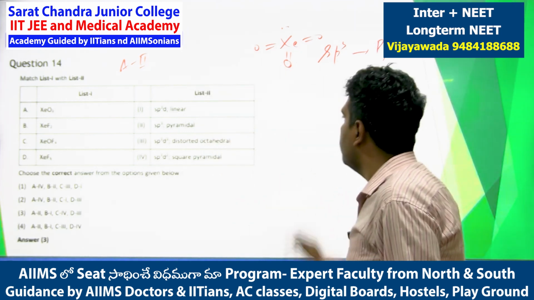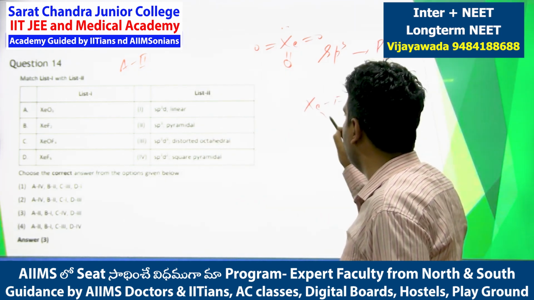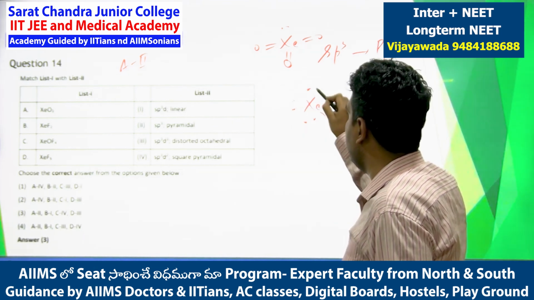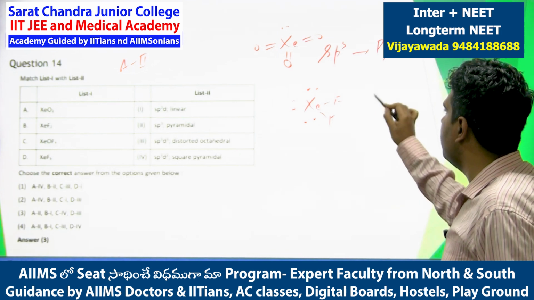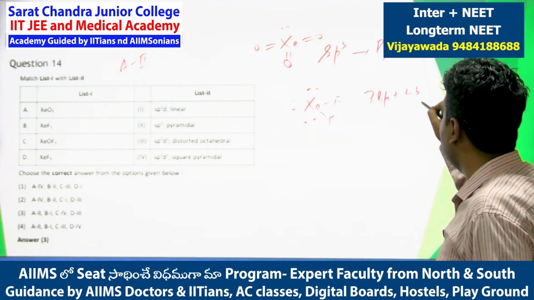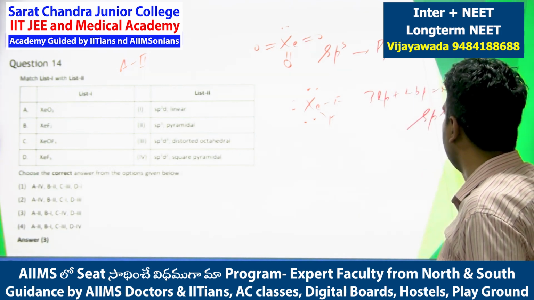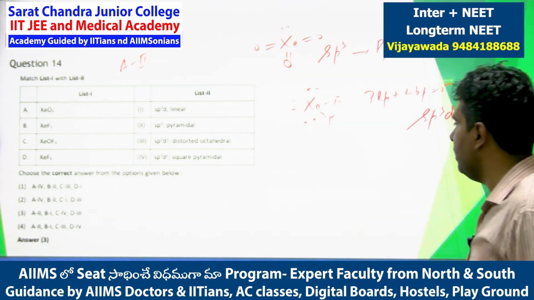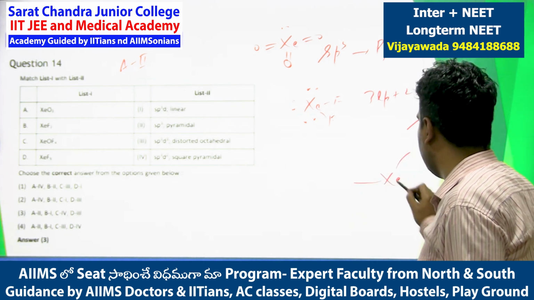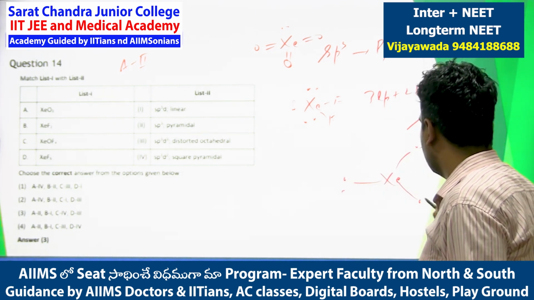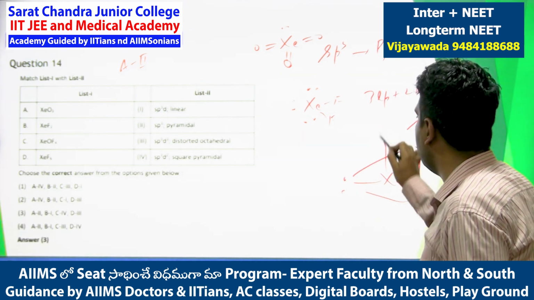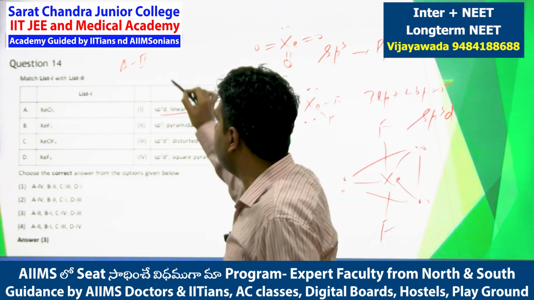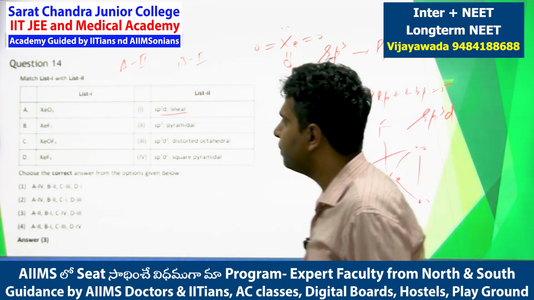Then XeF2. So xenon is bonded to 2 fluorine and 1, 2, 3, 4, 5, 6, 6 electrons, total 8 electrons xenon is having. So 3 lone pairs and 2 bond pairs. Total 5, sp3d hybridization. With 3 lone pairs and 2 bond pairs, the shape is linear. So sp3d with linear shape. So B is corresponding to 1.